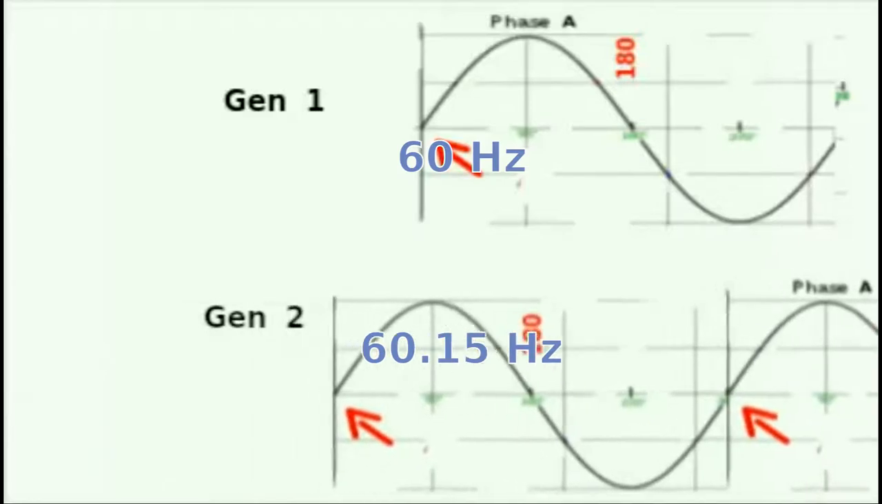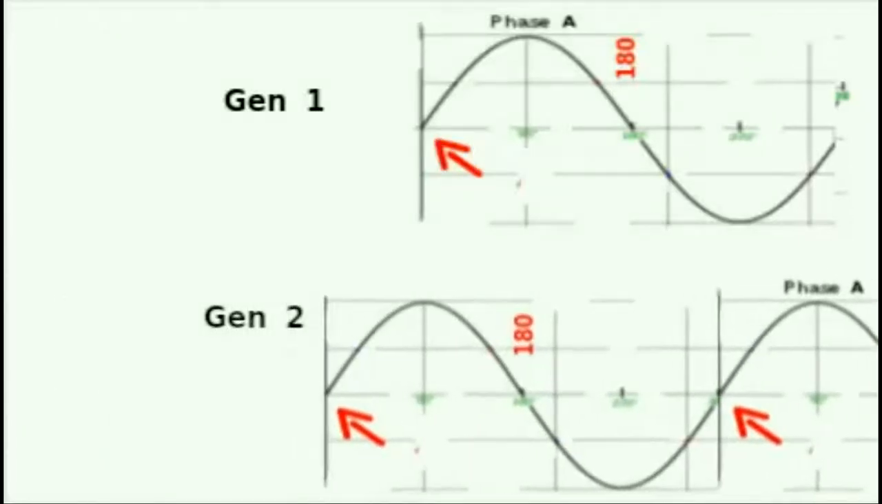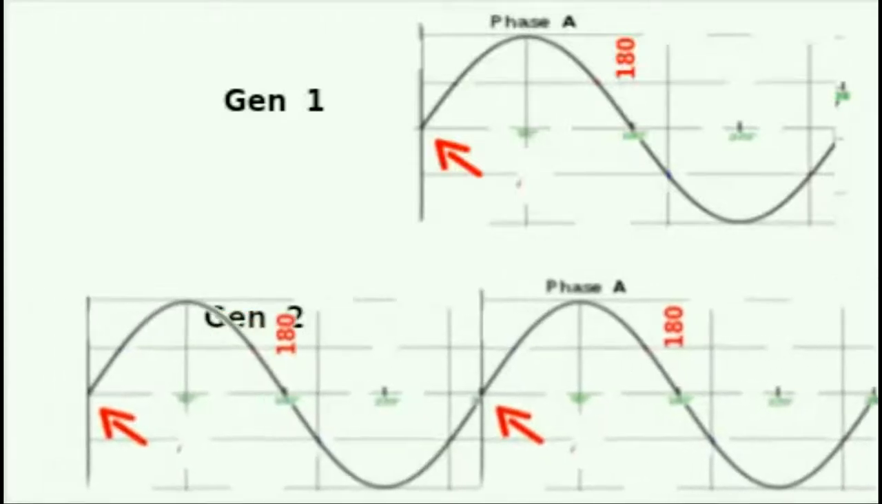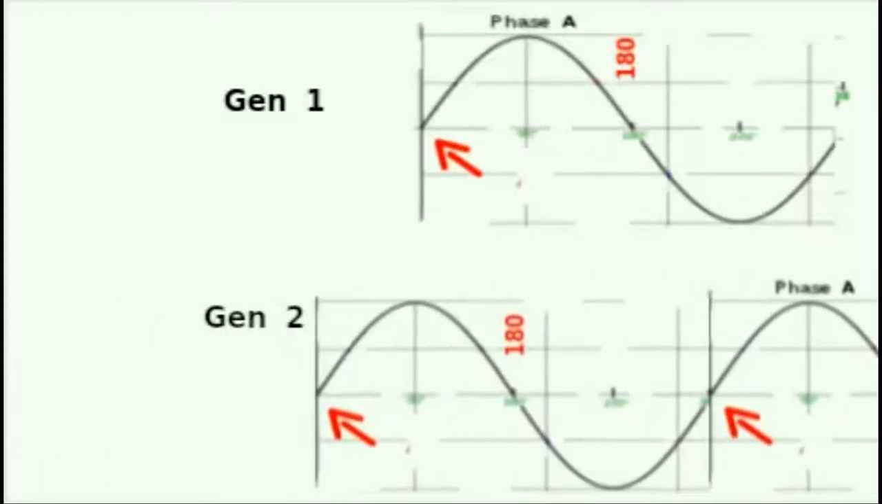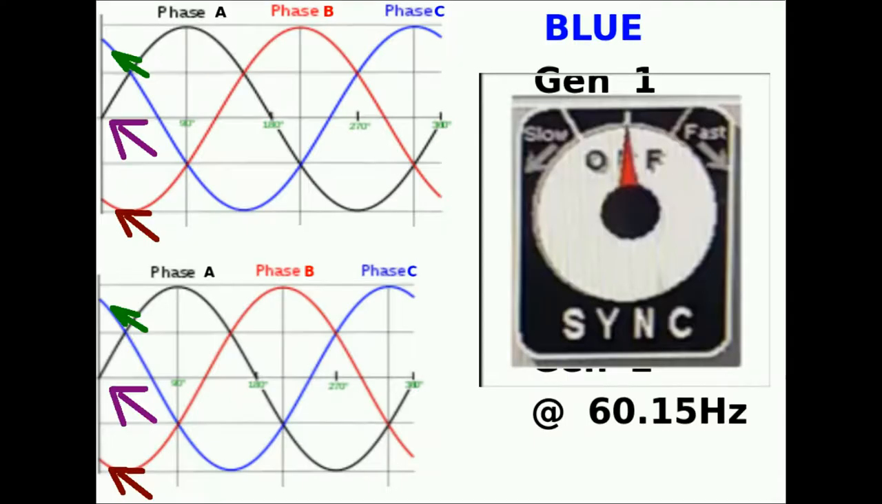As you can see, the signals come in phase and out of phase constantly. Keep in mind that the reference generator is generator number one, so therefore we can say that generator number one is slower than generator number two. Keeping that in mind, let's see how these two signals look under the synchronoscope.